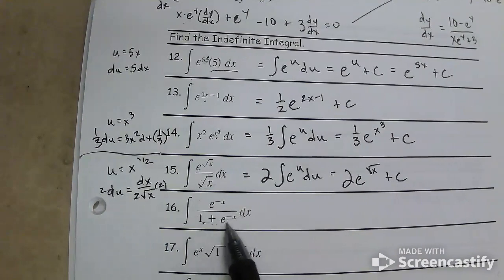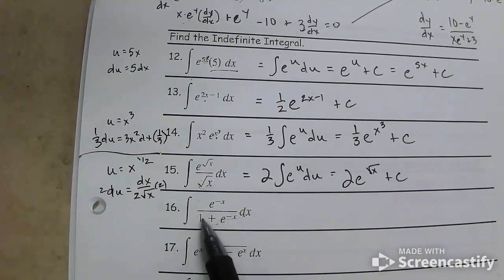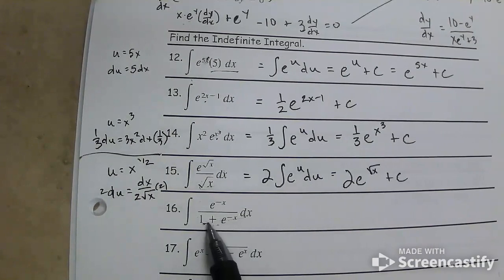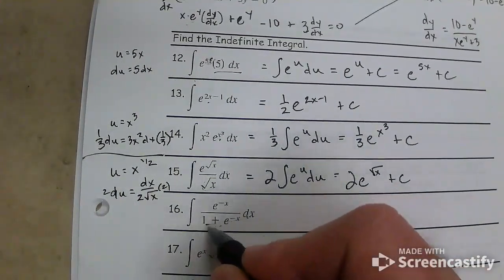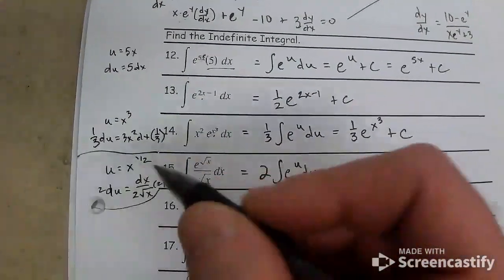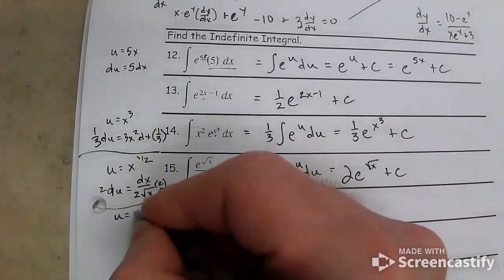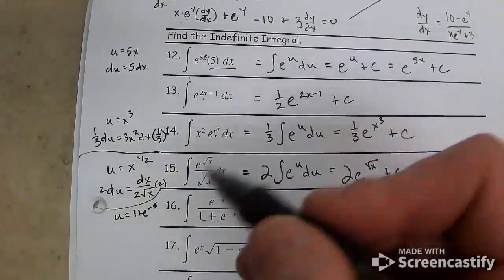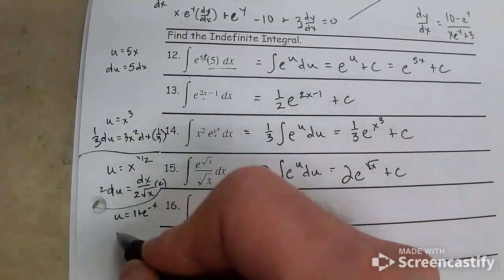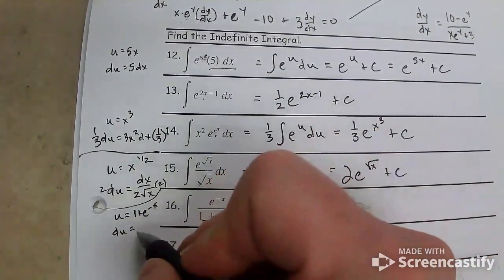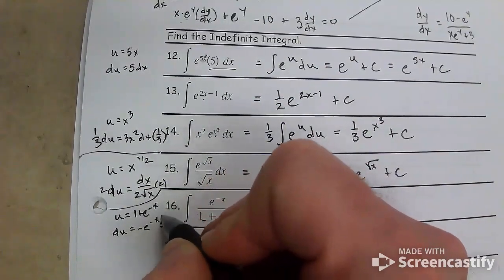I'm going to let the entire denominator be u here. Very rarely do we let part of the denominator be u, except for trig inverses. So if we let all of this, 1 plus e to the negative x, be u, be careful of that negative x. They're hoping you're going to forget it. The derivative is going to be negative e to the negative x dx.